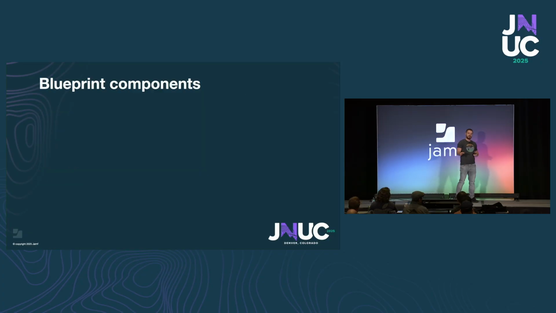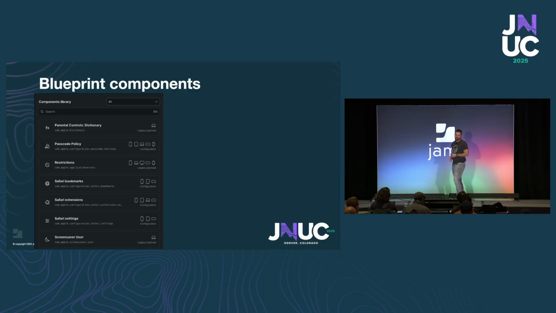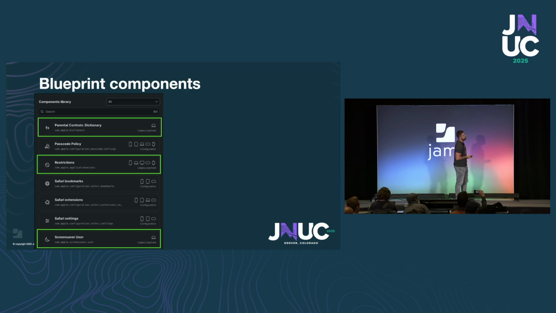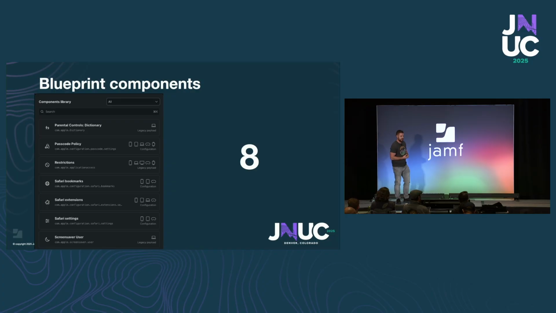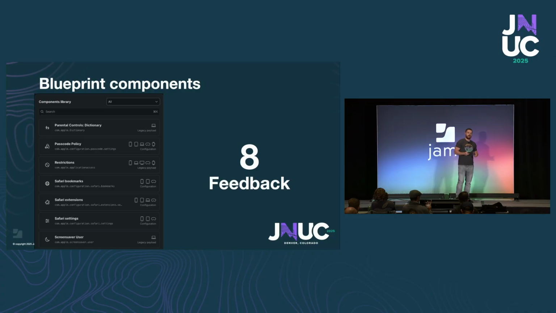So if we go to the blueprint component library, you will see that next to the declaration configurations, there are legacy payloads. These are the example ones. And of course, there are restrictions. At the beginning, we started with just 8 representative payloads. And based on your feedback, which is really valuable for us, and also with supporting other controls in our engine, we were able to increase the number of payloads.